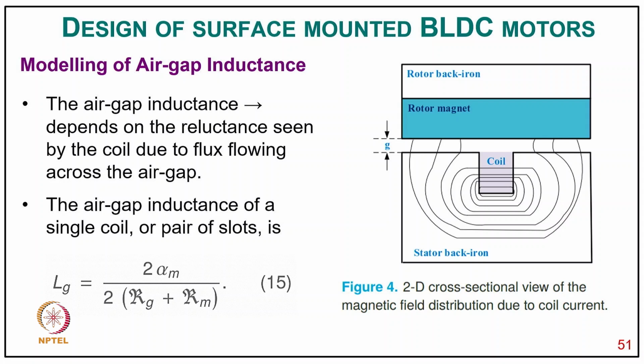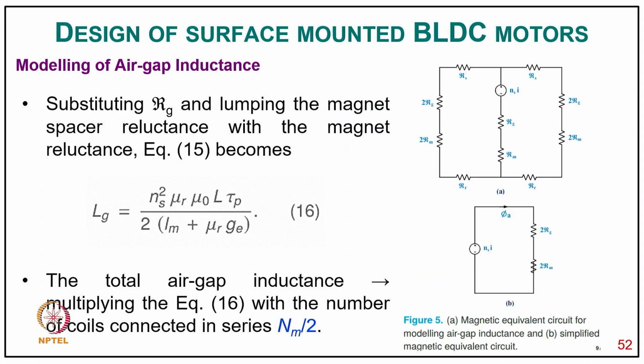So coming to modeling of the air gap inductance. The air gap inductance depends on the reluctance seen by the coil due to the flux flowing across the air gap, and the air gap inductance of a single coil or pair of slots is given by L equal to 2 alpha m divided by 2 in bracket Rg plus Rm, and substituting Rg and lumping the magnet space reluctance with the magnet reluctance reduces to Lg equal to Ns square into mu 0 L top E divided by 2 into Lm plus mu R into g, and for the total air gap inductance, multiplying this equation with the number of coils connected in series, N by 2.